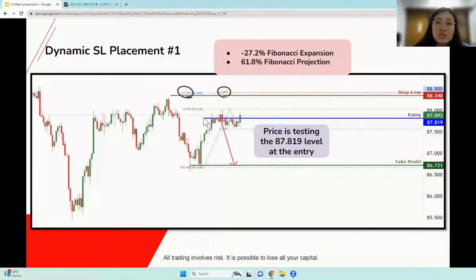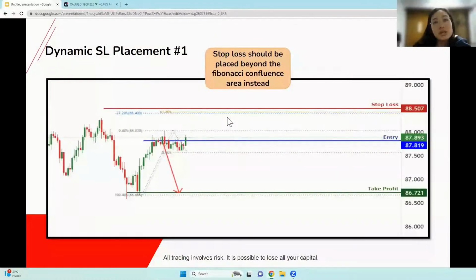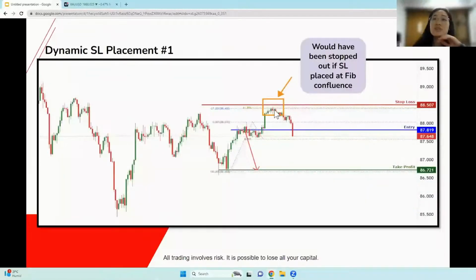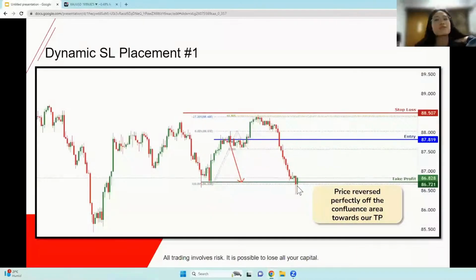And you can see price did rise to our entry and is kind of testing this area here. The stop loss should be placed beyond the Fibonacci confluence area instead of before it, like you see here. And you can see we would have been stopped out if the stop loss was placed at this Fibonacci confluence instead of beyond it. It managed to reverse off of it, and it's heading back down to our take profit. So it perfectly reversed off of the confluence area here and towards our take profit.